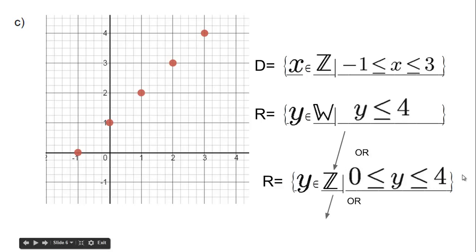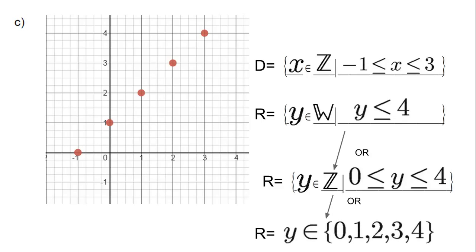Or since there's only so many of them, you could just list them: 0, 1, 2, 3, 4. You could argue that this is just as efficient. It's not the way you would want to do it if it went to like 100, but you could do it in this case. So I just wanted to show you a few different ways to write the same thing.